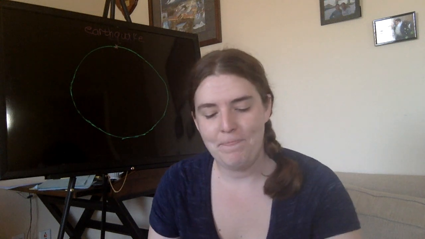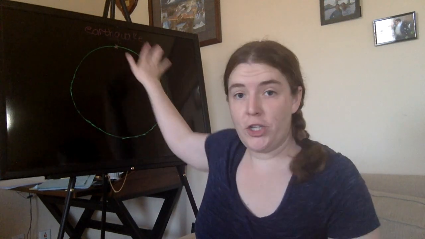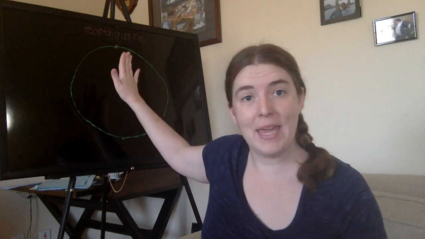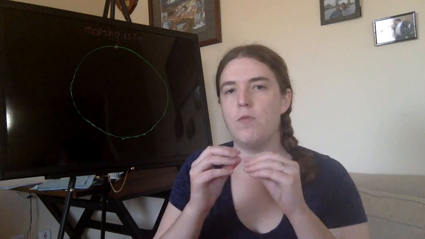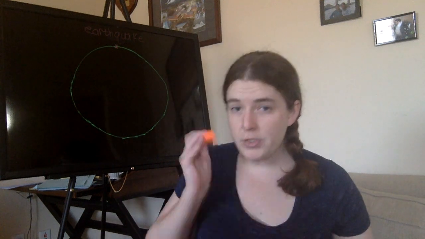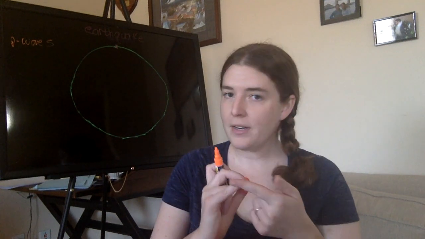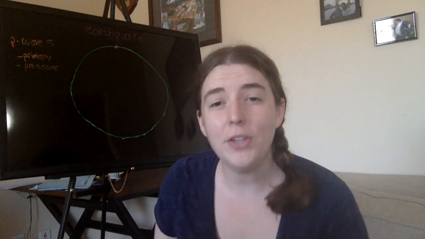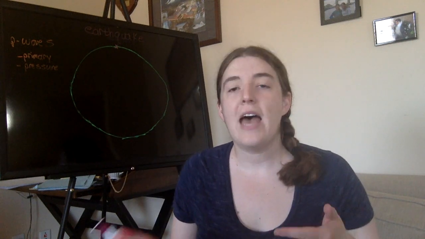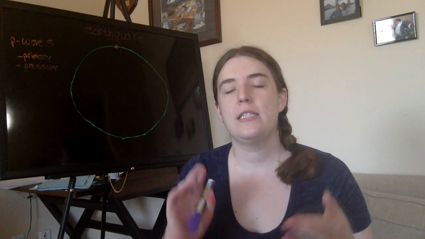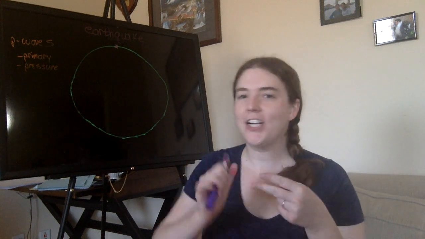But okay, so now let's talk about earthquakes. This misshapen ball here, this is the Earth, and that pink X is going to be the epicenter of an earthquake. And when an earthquake happens, it sends out two types of waves that move through the Earth. It sends out P waves. P, unimaginatively, stands for both primary and pressure. And then it also sends out S waves. S, also unimaginatively, stands for secondary and shear.